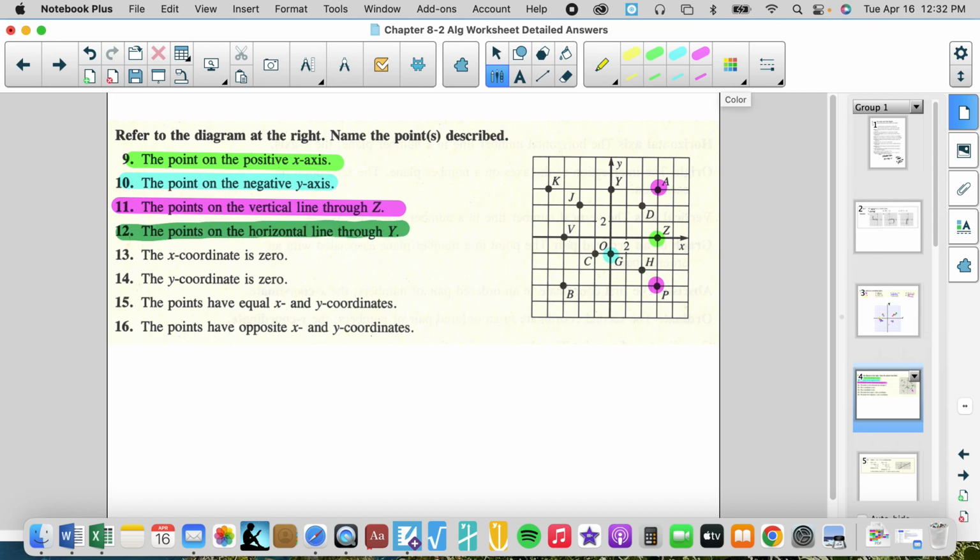The points on the horizontal line through y. Horizontal through y. Oh, through y. Oh, that's going to be both these. So we see A again.